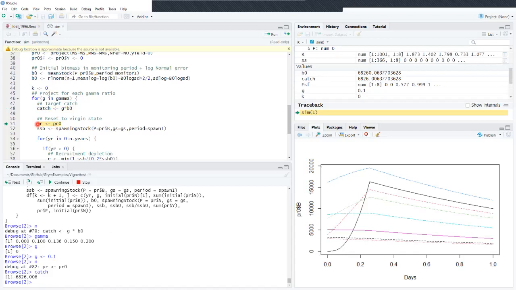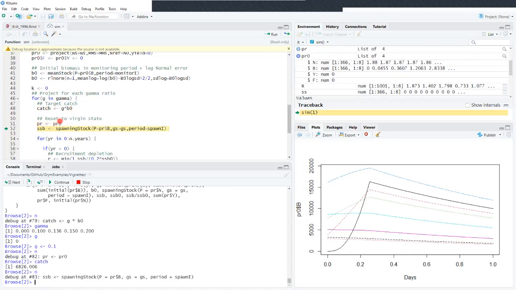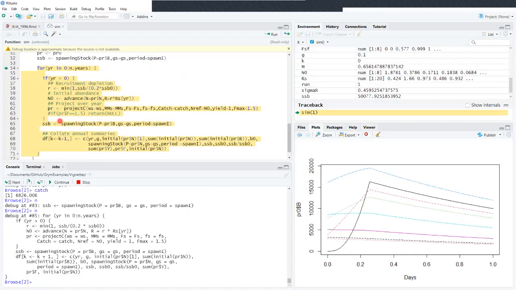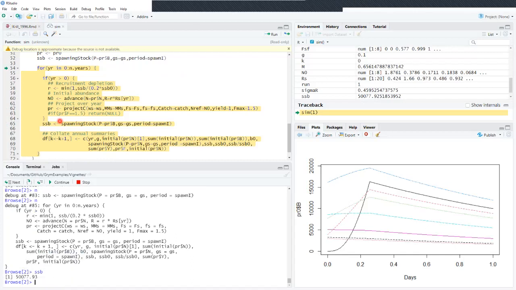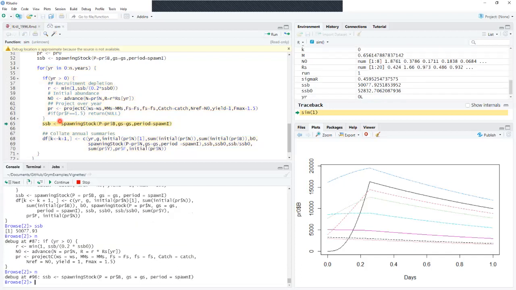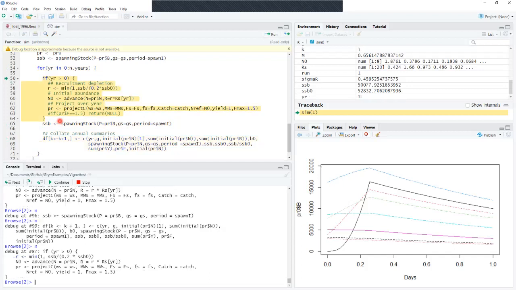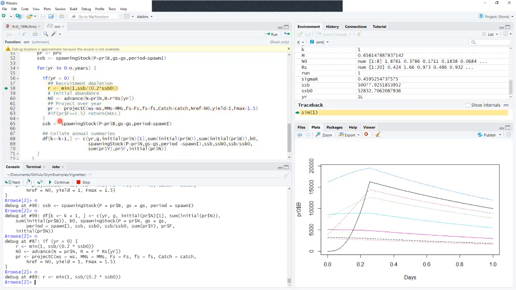So we set our projection back to this initial projection. We calculate a spawning stock biomass based on that. So our SSB is 50,000 odd. And then we step forward through a bunch of years. Okay, so the first year we skip because we've already done that initial, we're trying to record that initial state, and then we're going to project forward.